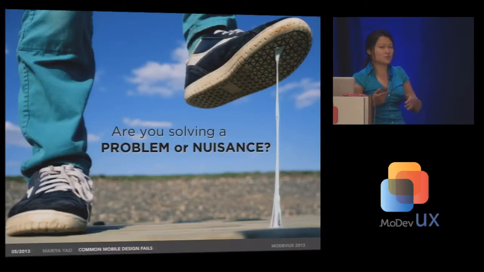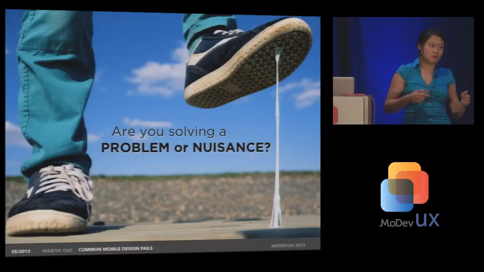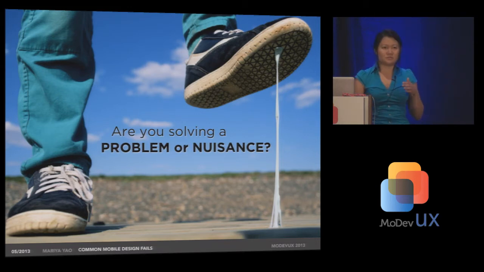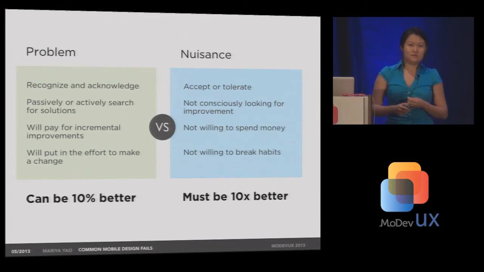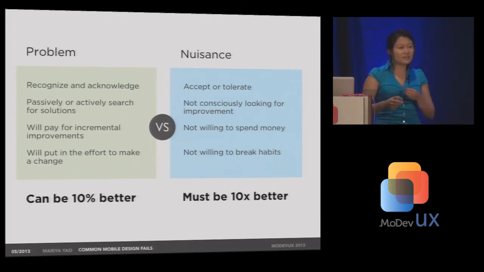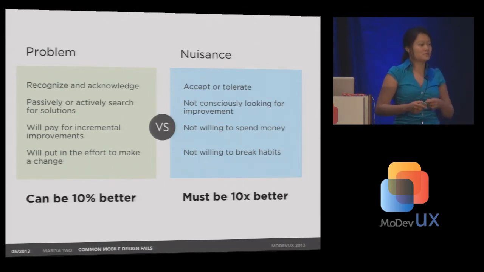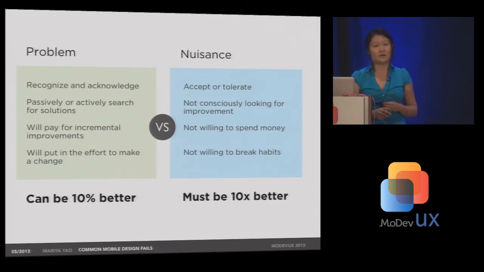A lot of startups and product managers don't answer this question correctly. It's actually quite possible to be successful whether you're solving a problem or a nuisance, but there are some key differences in the strategy that you would use. So when users have an acute problem, they really feel the pain. They acknowledge the problem, they're looking for a solution, and they're willing to pay for incremental improvements, solutions that are maybe 10% better than the competitor.